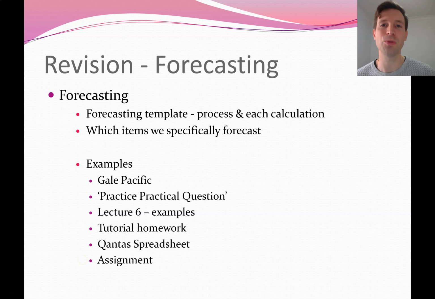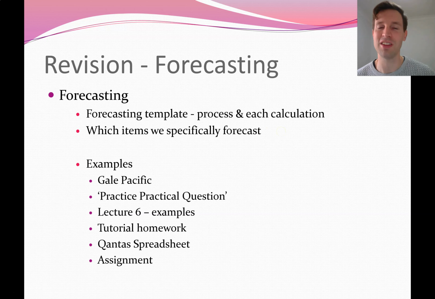The next topic was forecasting, and that comprised of 2 lectures. The first lecture on forecasting, we looked at the forecasting template. So I really want you to understand how that forecasting template is built, the key items that you had to specifically forecast: the sales growth rate, the asset turnover ratio, the profit margin, your net borrowing cost, your dividend payout ratio.